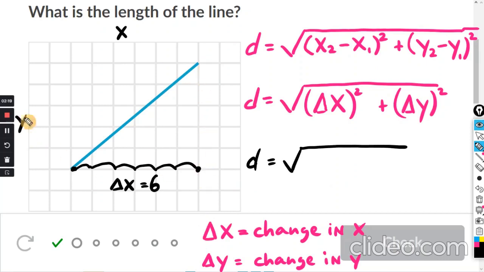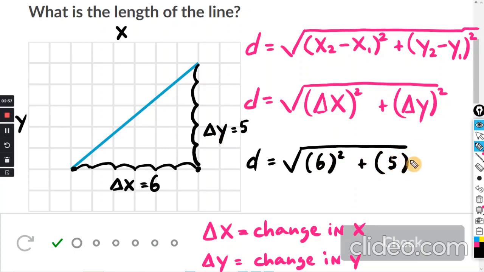And now we want to do the change in y, the vertical portion. Okay, so counting, this is going to be 1, 2, 3, 4, 5 units. Okay, the change in y is just going to be 5. All right, and now we can use these numbers in the equation. The change in x is 6, and that 6 gets squared. And the change in y is 5, and that 5 gets squared. Okay, you really don't need the parentheses because the numbers are positive anyway.